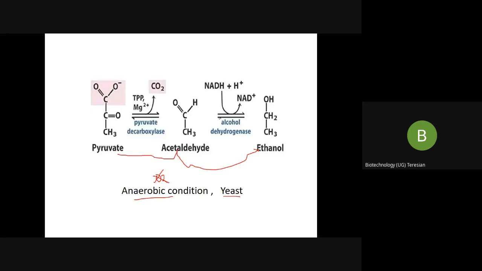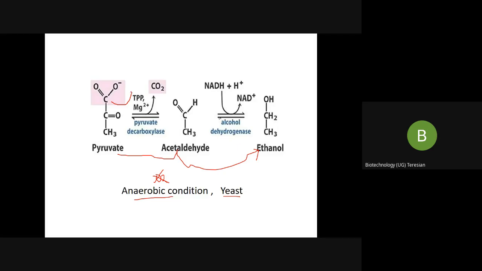So what is happening is the carbon dioxide is removed. From where has it got the carbon dioxide? From the pyruvate. This is catalyzed by the enzyme pyruvate decarboxylase. Decarboxylase means removal of the carbon dioxide. So this is the carboxyl group of the pyruvate which is being removed by the enzyme decarboxylase, and it gets converted to acetaldehyde. This acetaldehyde in turn gets converted to ethanol.